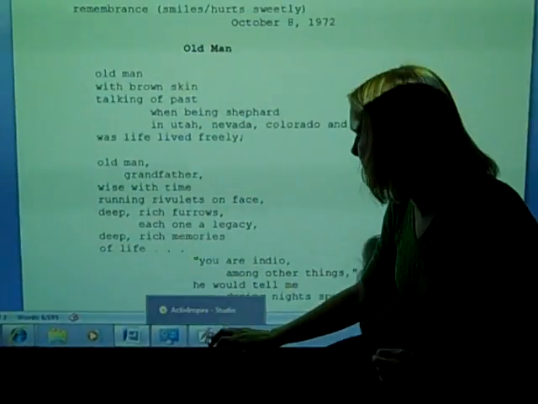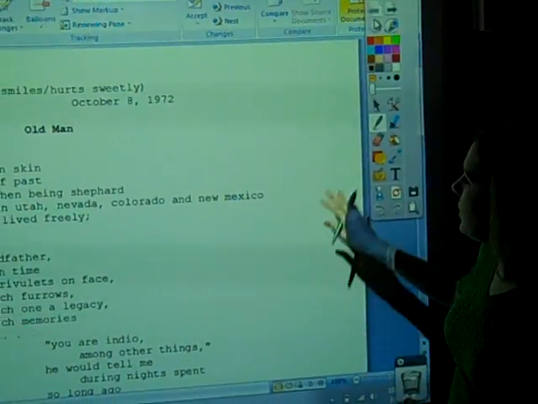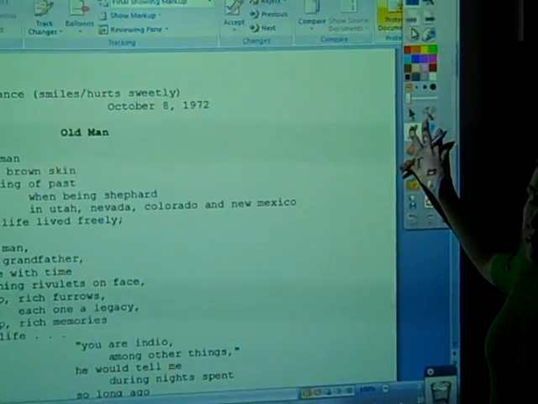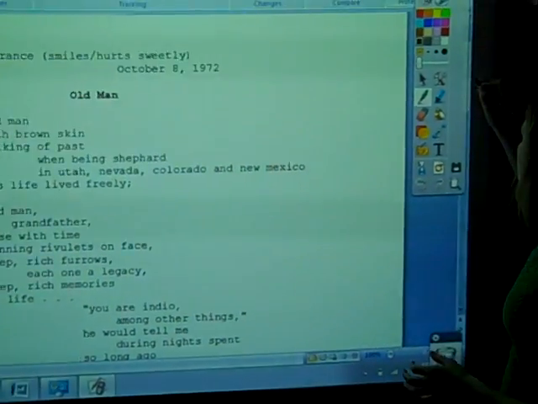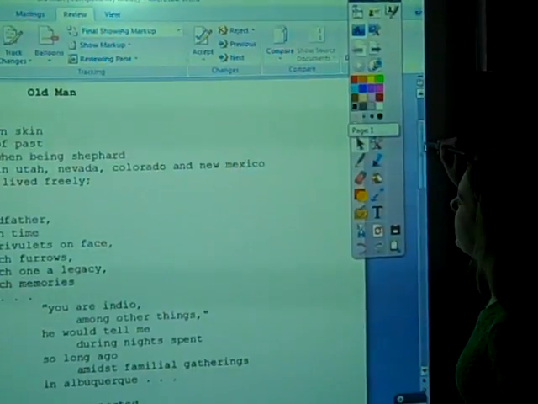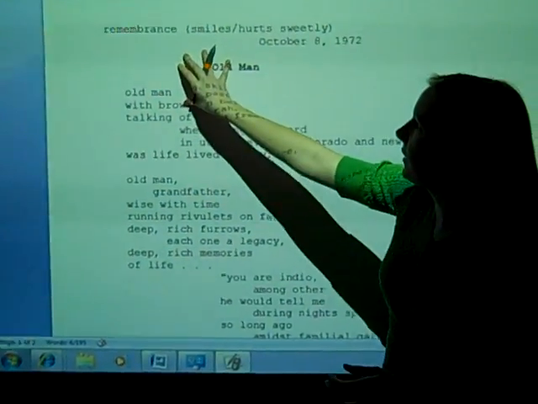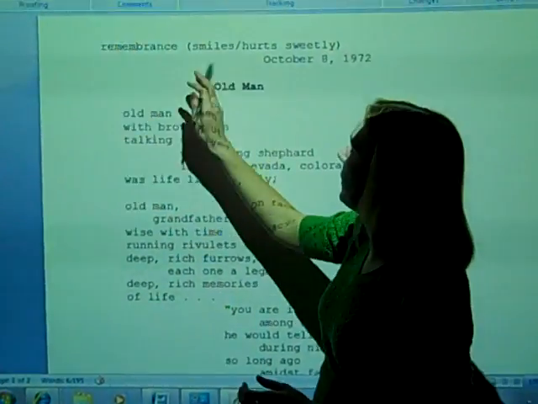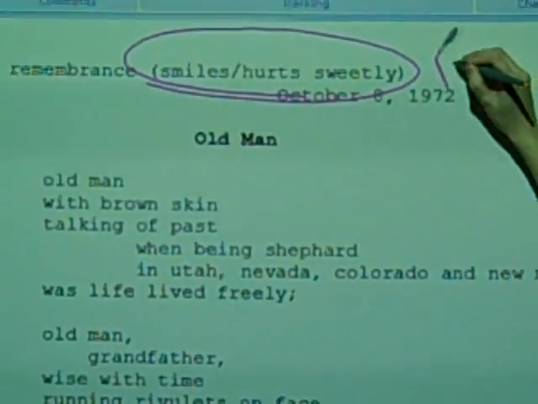Also, if you have your text saved here in your Word documents, you can use the tools that you have with your Interactive Whiteboard and apply them to a Word document, so you don't always have to make the transition over. So I'm just going to model just quickly again the Old Man text here, and we have remembrances, so I know that smiles and hurts sweetly. So I know that this is a pleasant memory.